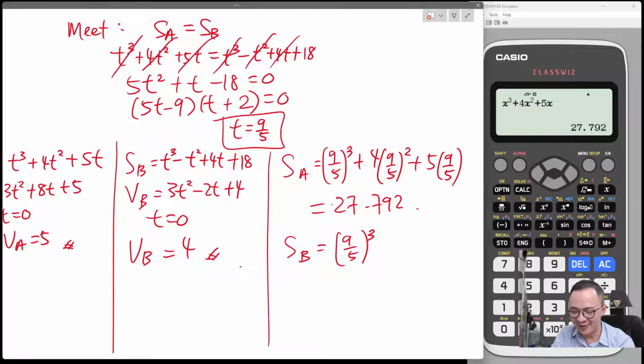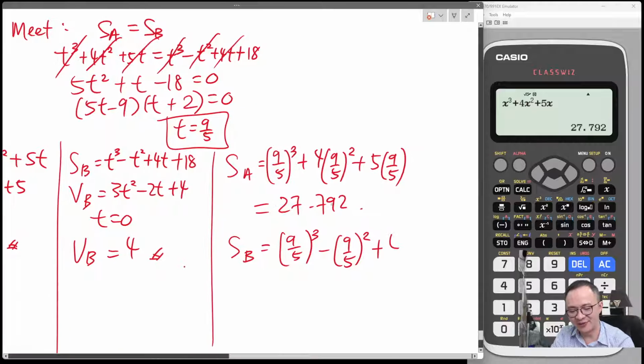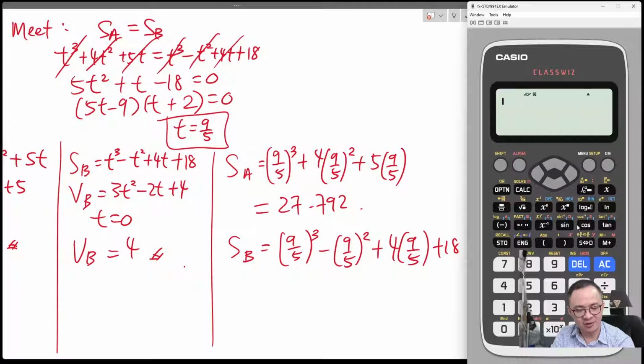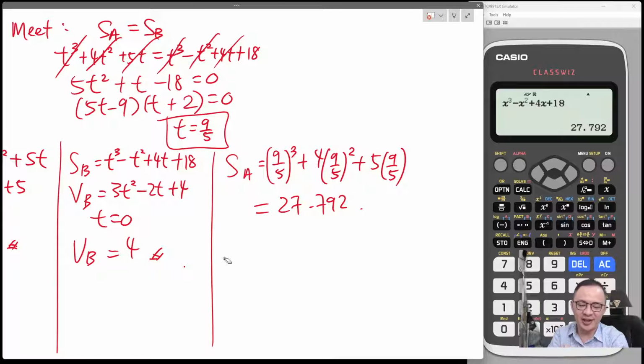9 over 5 cubed minus 9 over 5 squared plus 4 times 9 over 5 plus 18. Okay, so x to the power of 3 minus x squared plus 4x plus 18. Calculate 9 over 5. Yeah, both are in the same displacement, man. So what am I doing? Doing one of them can already. Why do I do both?